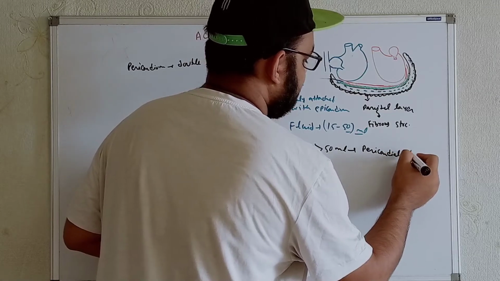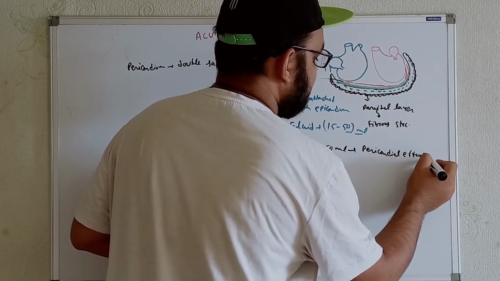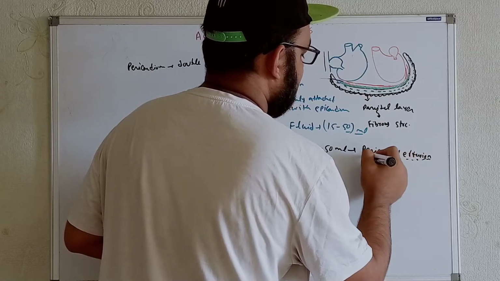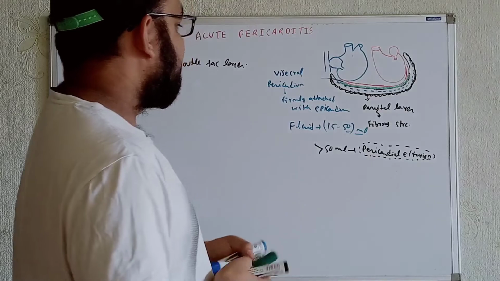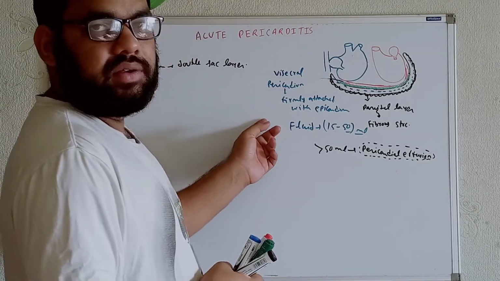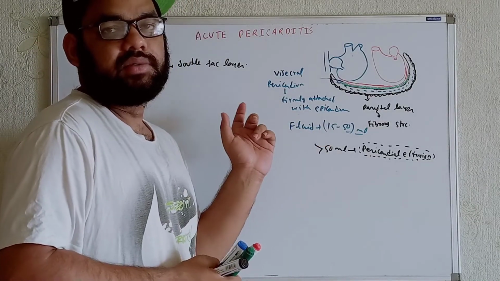Pericardial effusion. We'll talk about these things in the subsequent parts, especially when I talk about the pathology in detail. Now, what is the function? This is the normal structure, we can say in 2-3 words. And what about the functions of the pericardium?